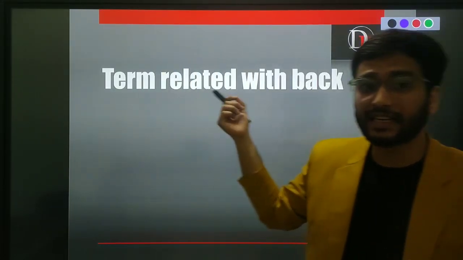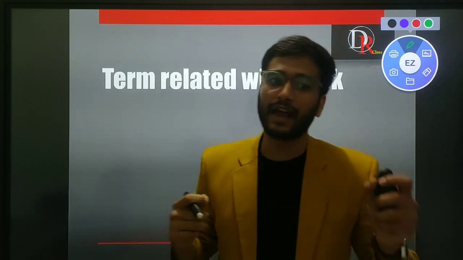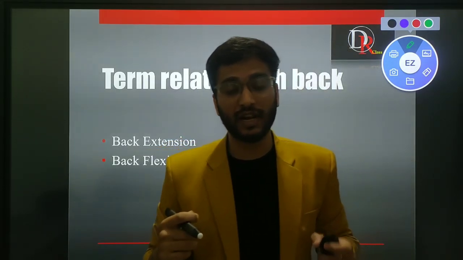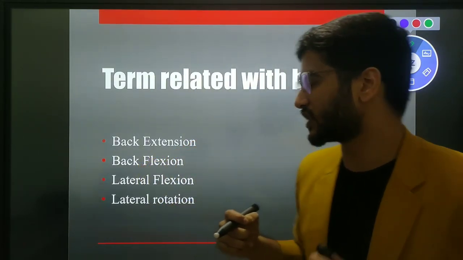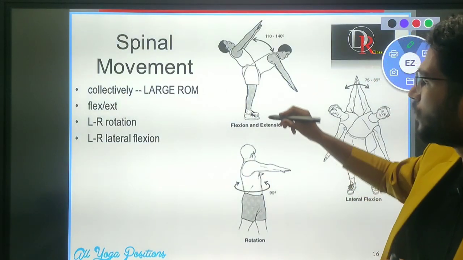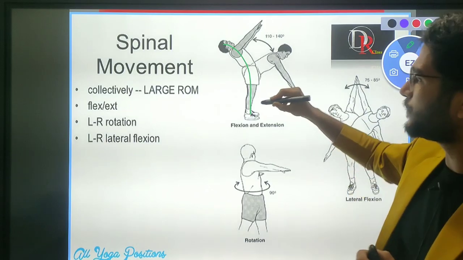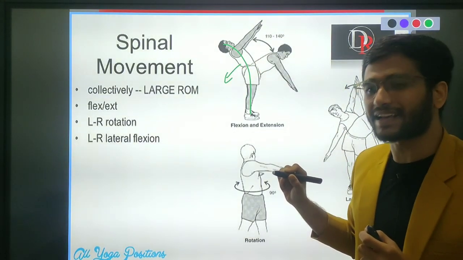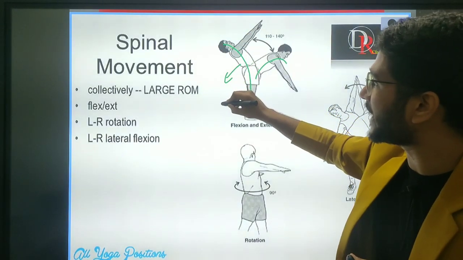Let us look at the terminology related to the back. We already discussed this, and the terms are back extension, back flexion, lateral flexion, and lateral rotation. Let's see them one by one. When we pull the body backward, that kind of movement is known as extension, and bending backward is known as back extension.